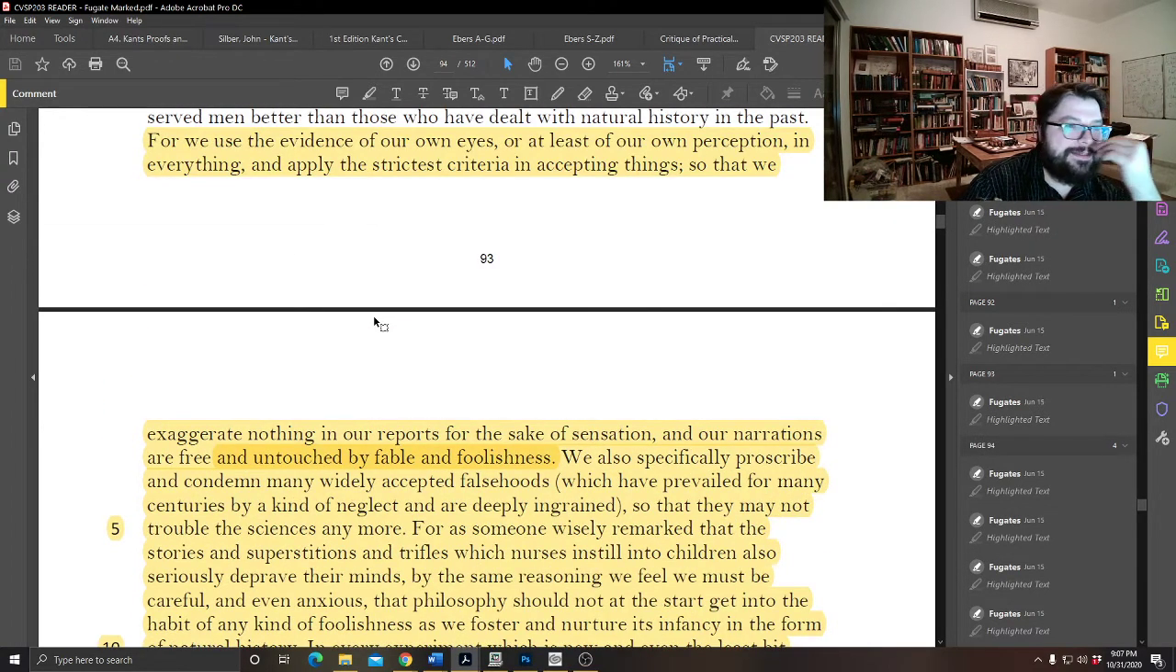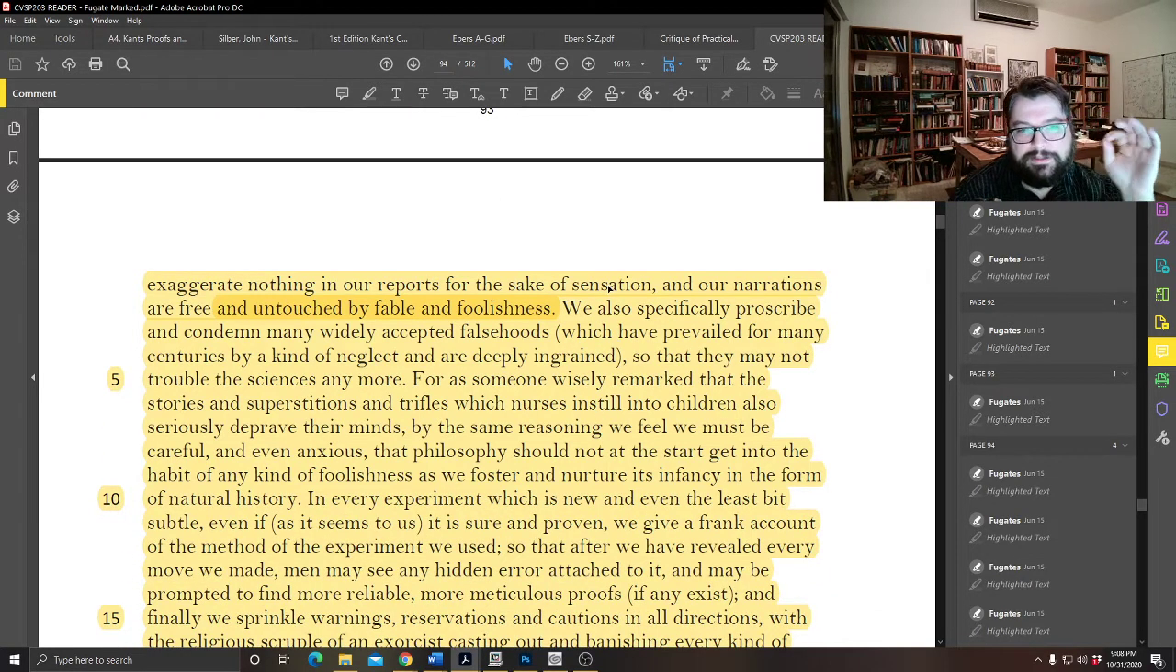It's just a very good summary of the attitude that a scientist should have, following all of what we've said before. It says, for we use the evidence of our own eyes, or at least our own perception, in everything, and apply the strictest criteria in accepting things, so that we exaggerate nothing in our reports for the sake of sensation, not sensation as senses, but in terms of popularity or causing a sensation, as we say. And our narrations are free and untouched by fable and foolishness.